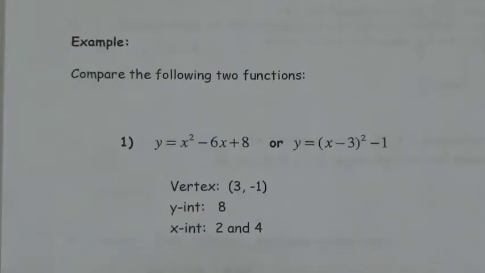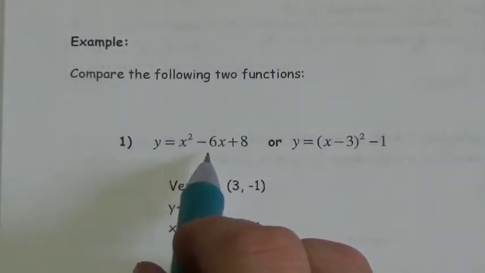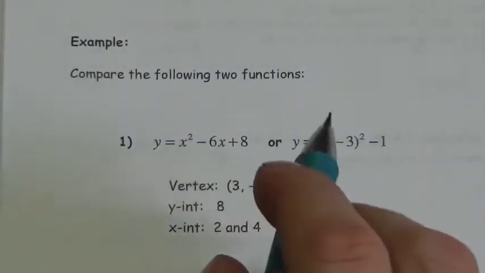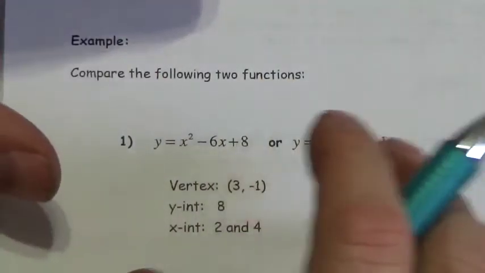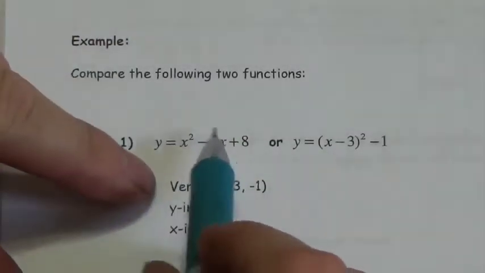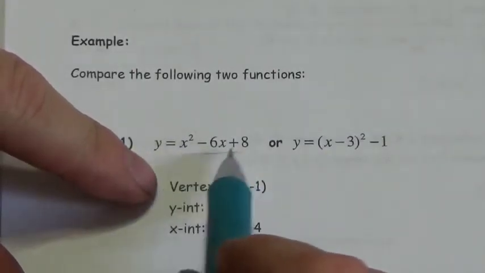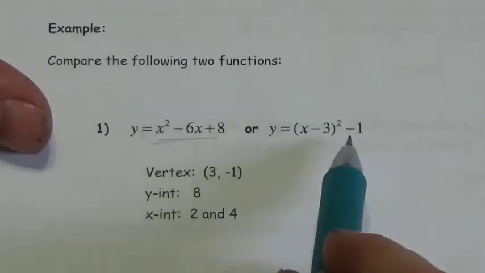Right now we're taking a look at y equals x squared minus 6x plus 8. In a second we're going to take the absolute value of it. This little example is going to walk us through bit by bit. It's more of an illustration than anything else. If you were to complete the square on x squared minus 6x plus 8, you'd get y equals (x minus 3) squared minus 1.